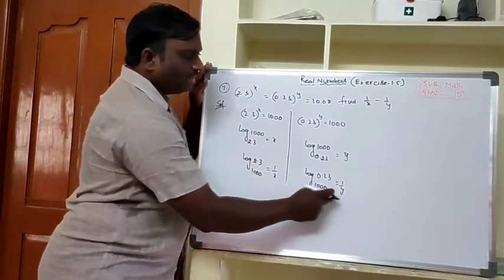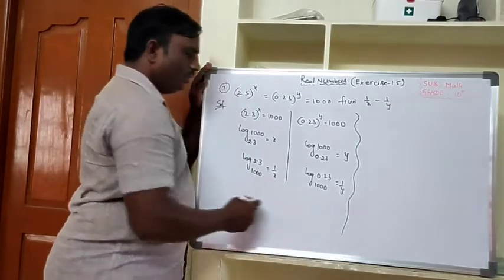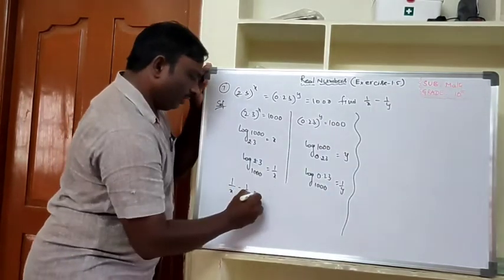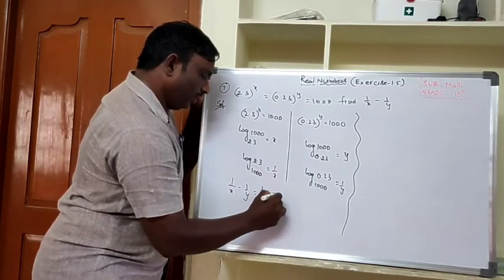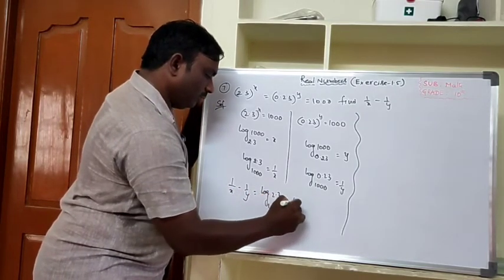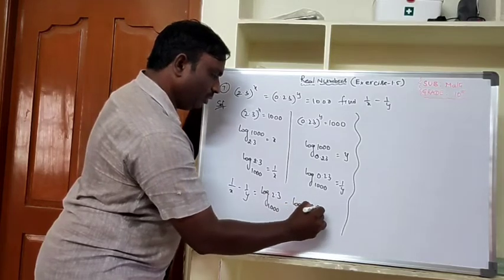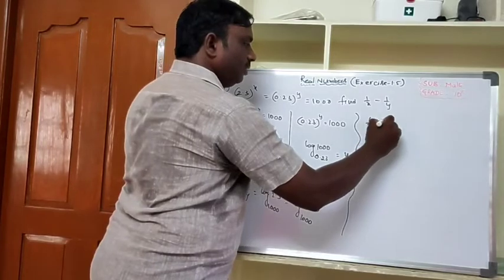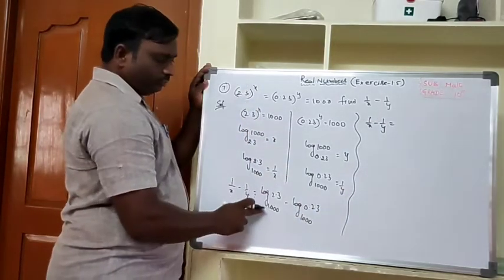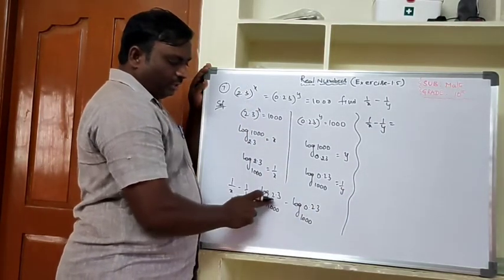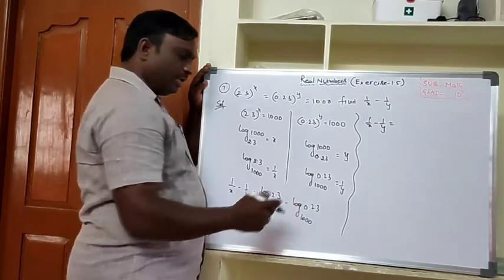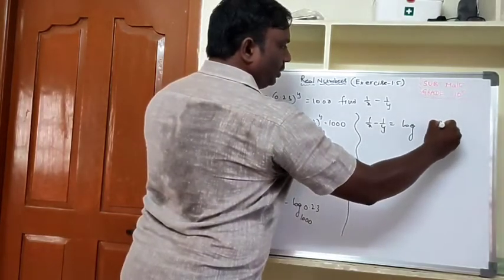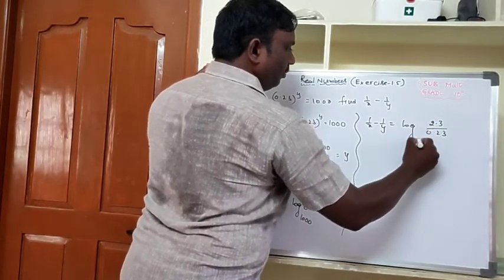So now 1 by x minus 1 by y they are asking. We need to find the value. 1 by x means what? Log 2.3 base 1000 minus log 0.23 base 1000. So 1 by x minus 1 by y equal to, the base values are equal, log x minus log y, that is the quotient rule we can apply. Single logarithm I am writing, that is log 2.3 by 0.23 base 1000.